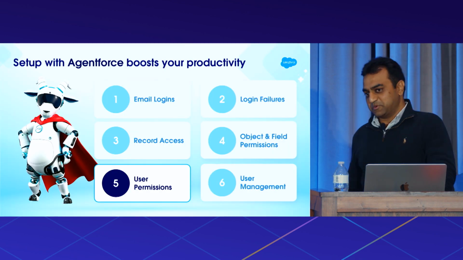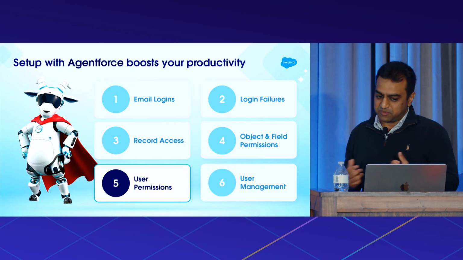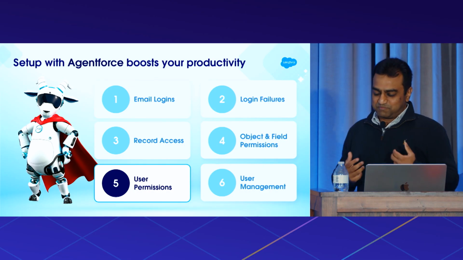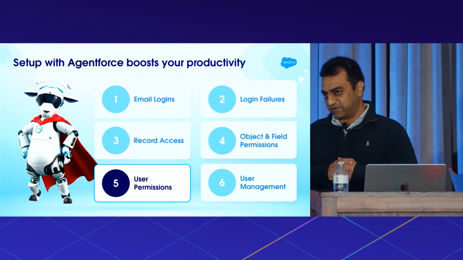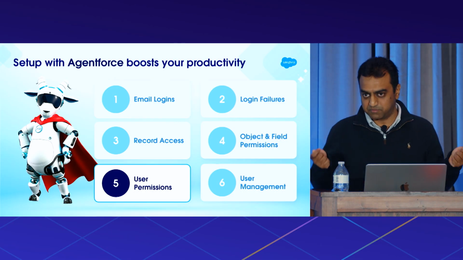Next up is user permissions. We've seen troubleshooting record access and object permission. Troubleshooting user permission shouldn't be any different, right? It should just be as easy as having the conversation. So let's take another example.